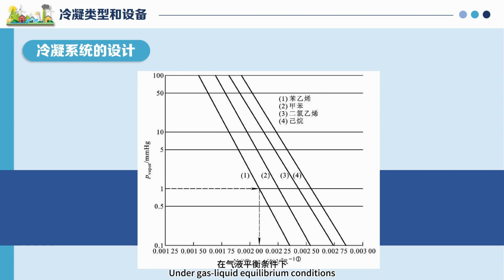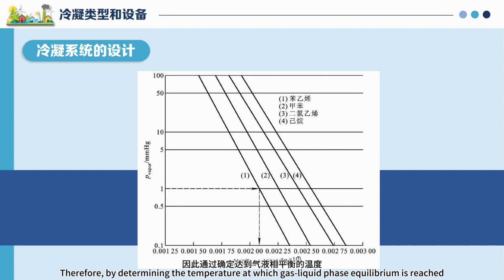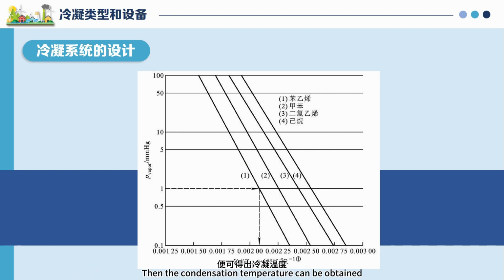Under gas-liquid equilibrium conditions, the partial pressure of VOX equals its vapor pressure at equilibrium temperature. Therefore, by determining the temperature at which gas-liquid phase equilibrium is reached, the condensation temperature can be obtained. According to the required condensation temperature, the type of condensing agent can be selected.